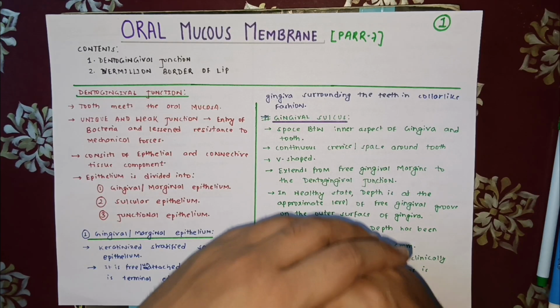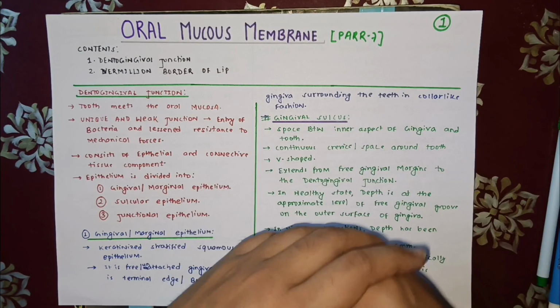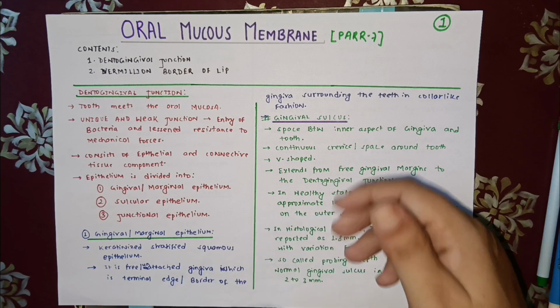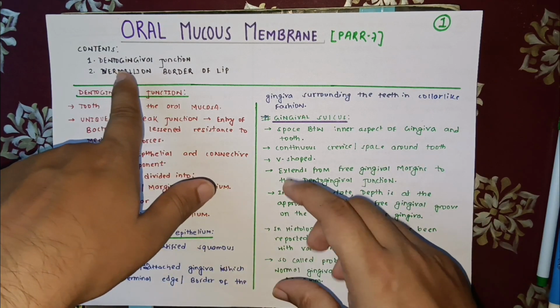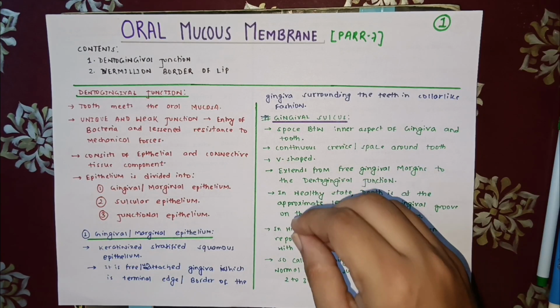This is part 7 of the oral mucous membrane, or the oral mucosa, and this is the last video of this chapter. After this chapter we will be starting another chapter, the alveolar bone. The remaining topic to be discussed in this video is the dentogingival junction, and I will be discussing every aspect of this junction.